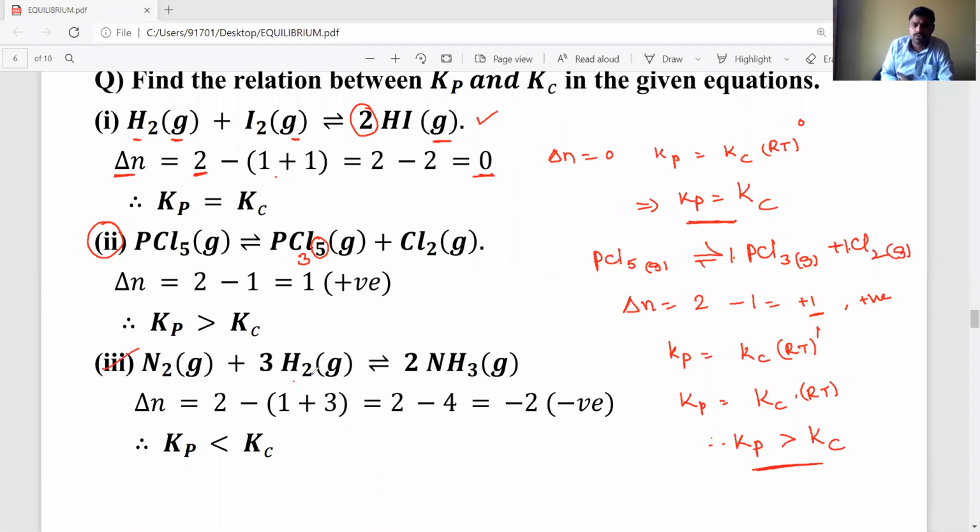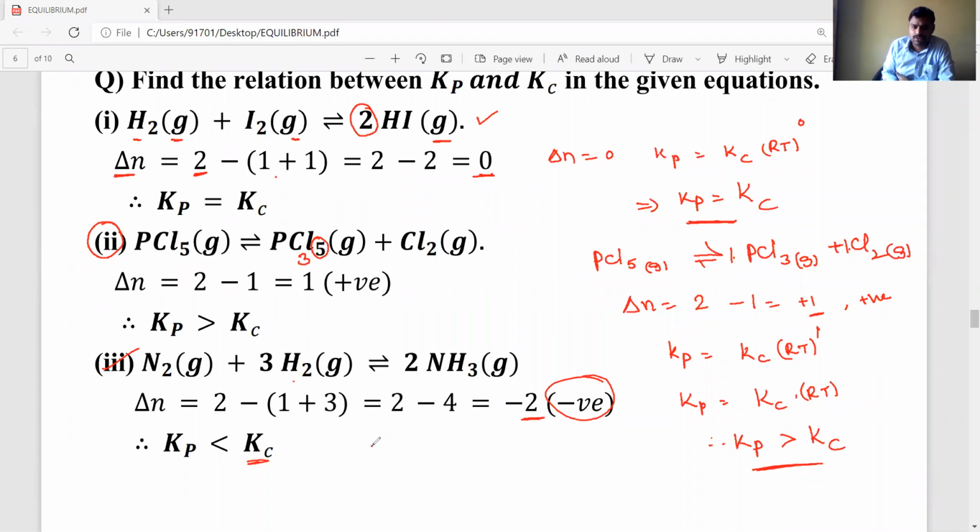N2 plus 3H2 gives rise to 2NH3 gas. Ammonia is formed. In this case, if you observe, the delta n value is 2 minus (1 plus 3), which is equal to minus 2. Delta n is a negative value. If delta n is negative, then Kc must be more than Kp.